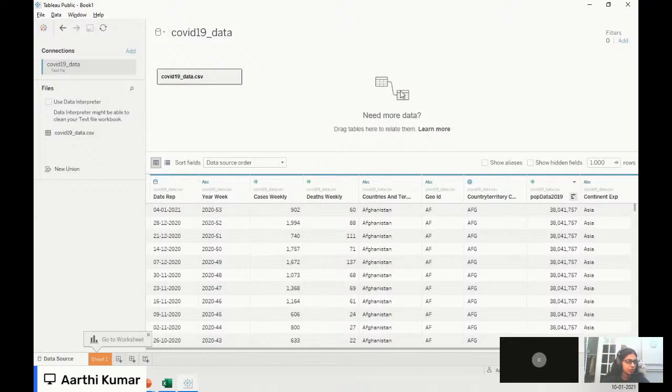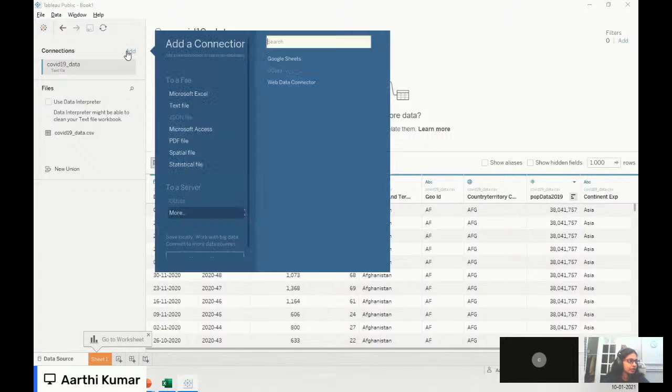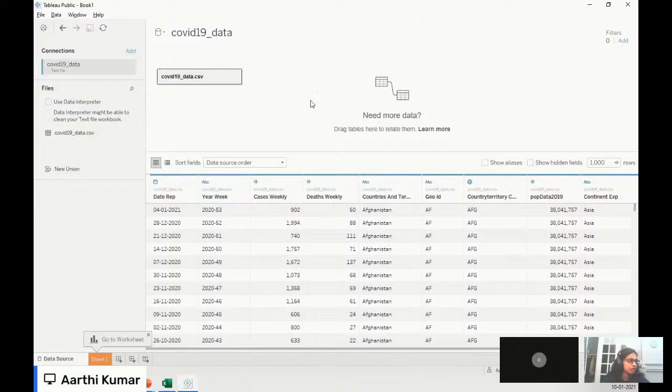In case you want to add another table or another data, you can add from here another Excel file, whatever you want, and then you can drag and drop the table over here and make some joins. We will only look at a single table and do the basic visualizations today, but I just wanted to show you there is a possibility. So we click on sheet 1.